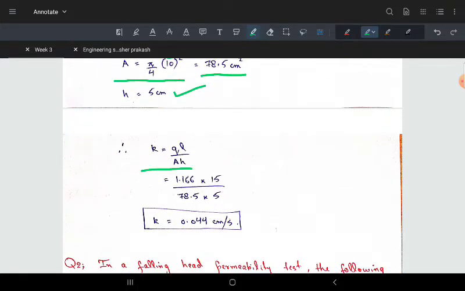So K is equal to QL by AH. Q is 1.166, L is 15 centimeter, A is 78.5 centimeter square, H is 5 centimeter. So calculating that, we can get K as 0.044 centimeter per second. Note that we have kept all the units here in centimeter and in seconds. This is centimeter, centimeter, centimeter, and centimeter. This is centimeter square and centimeter.